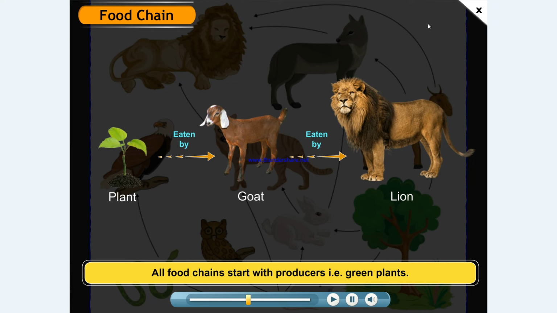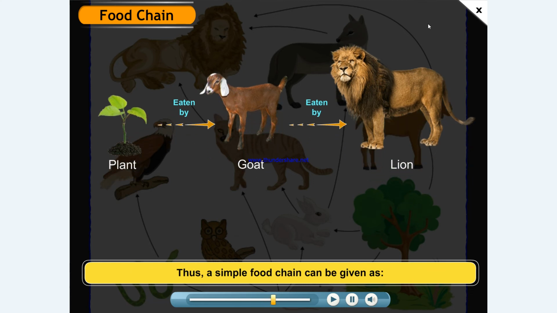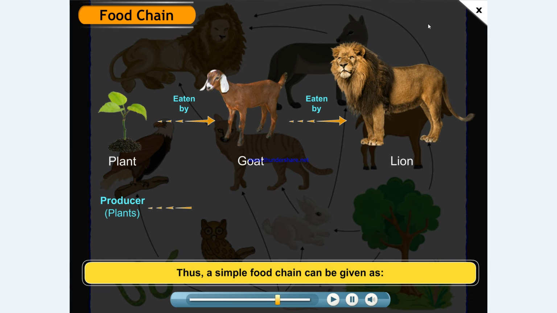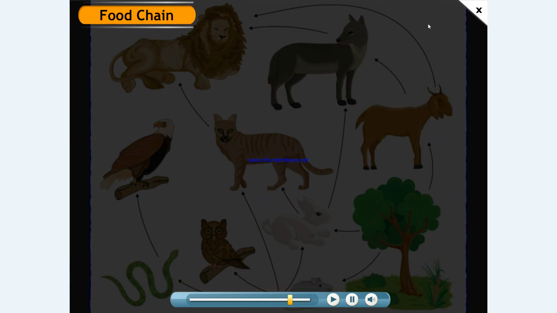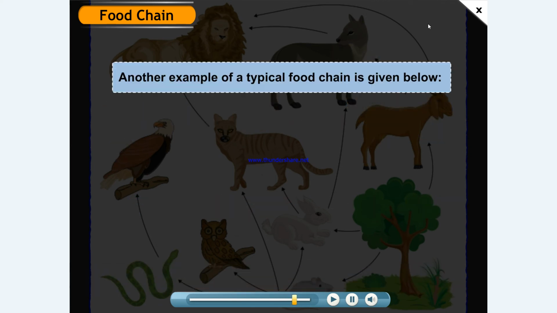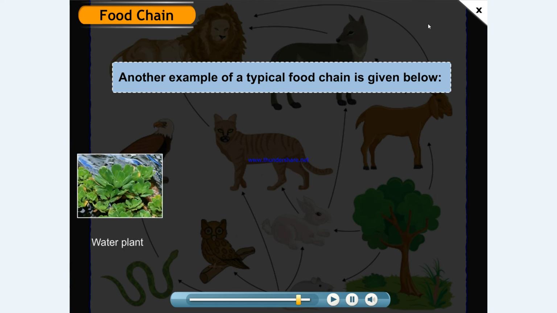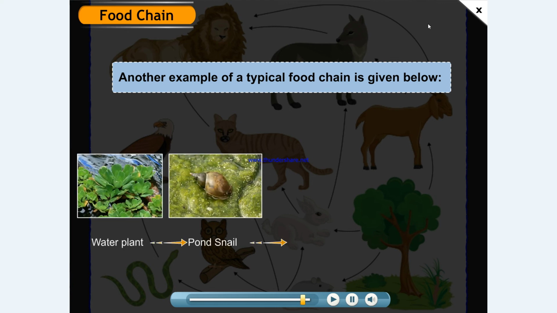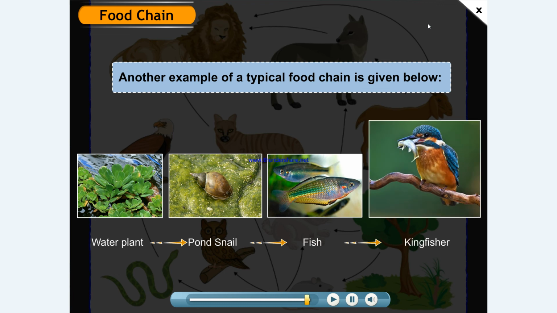All food chains start with producers, that is, green plants. Thus, all animals are directly or indirectly dependent on plants for food. Thus, a simple food chain can be given as producer, plants; primary consumer, goat; secondary consumer, human or lion. Another example of a typical food chain is given below: water plant, pond snail, fish, kingfisher.